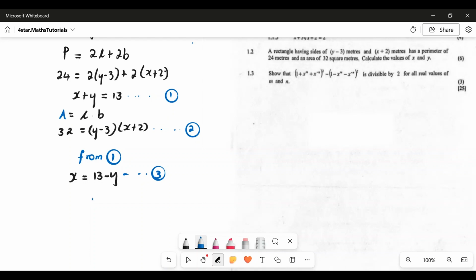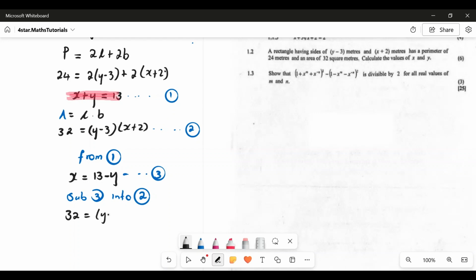This is my equation number 3, meaning this equation in my mind no longer exists. We are going to substitute equation number 3 into one of the equations. Right now we have equation number 2 and equation number 3, so we substitute it into equation number 2. Where I see x, I'm going to replace it with 13 minus y.